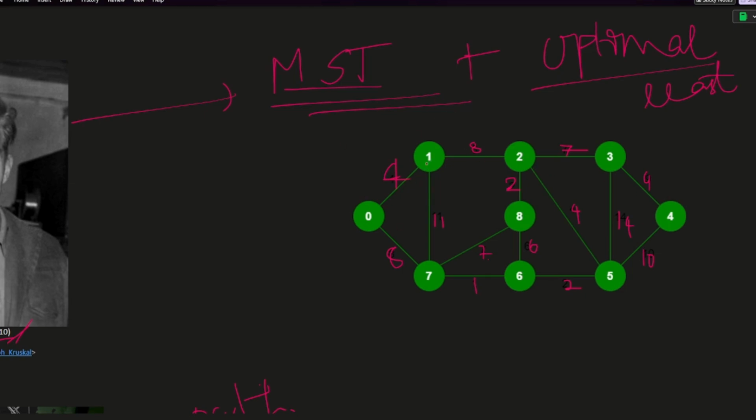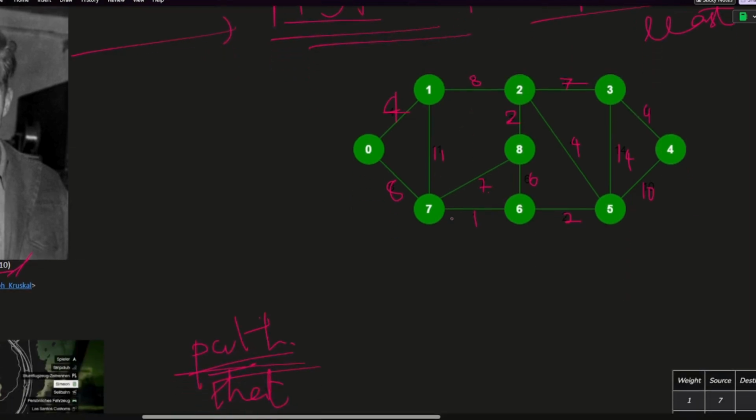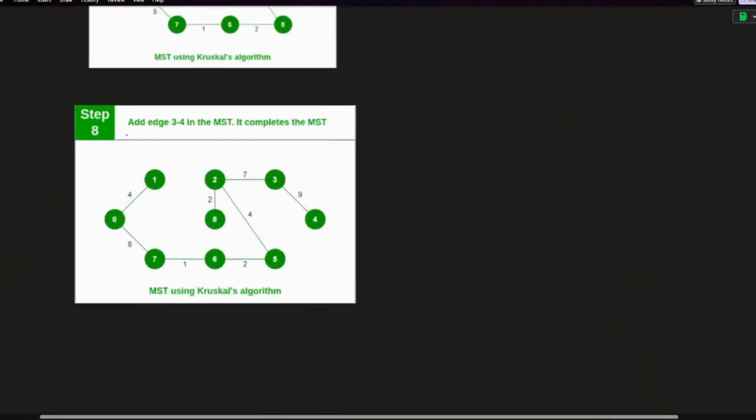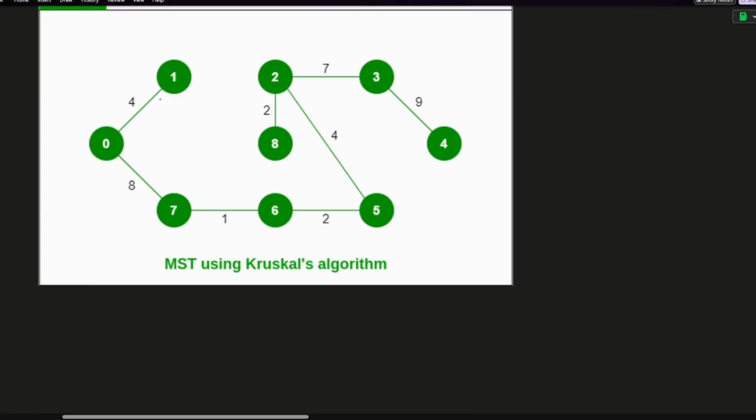So if I would go from 1 and then 0, 7, 6, 8, 2, 3, 4, and 5, that is an MSD. That would look something like this. I'll give you another example of how the MSD should look. I'll just tell you the answer, what we are actually striving for. So this is one of the MSDs.